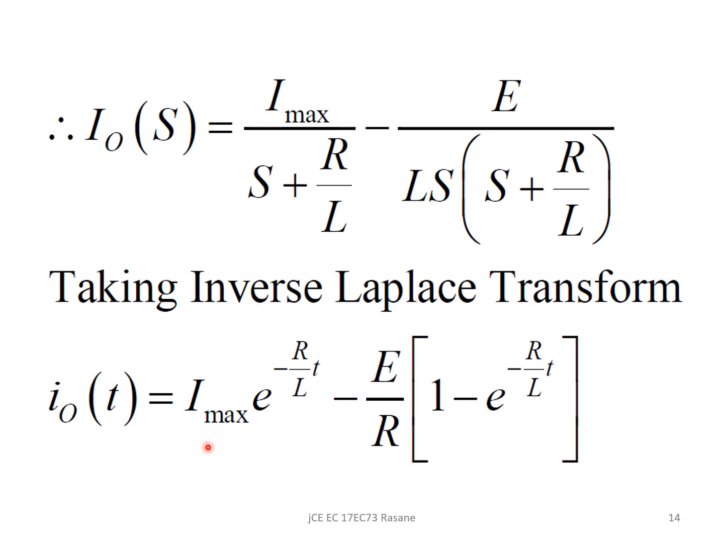This is equal to I max e to the power of minus R by L into T, minus E upon R into 1 minus e to the power of minus R by L into T. So this is the expression that we get from the inverse Laplace transform, and this is the current equation for the period T.